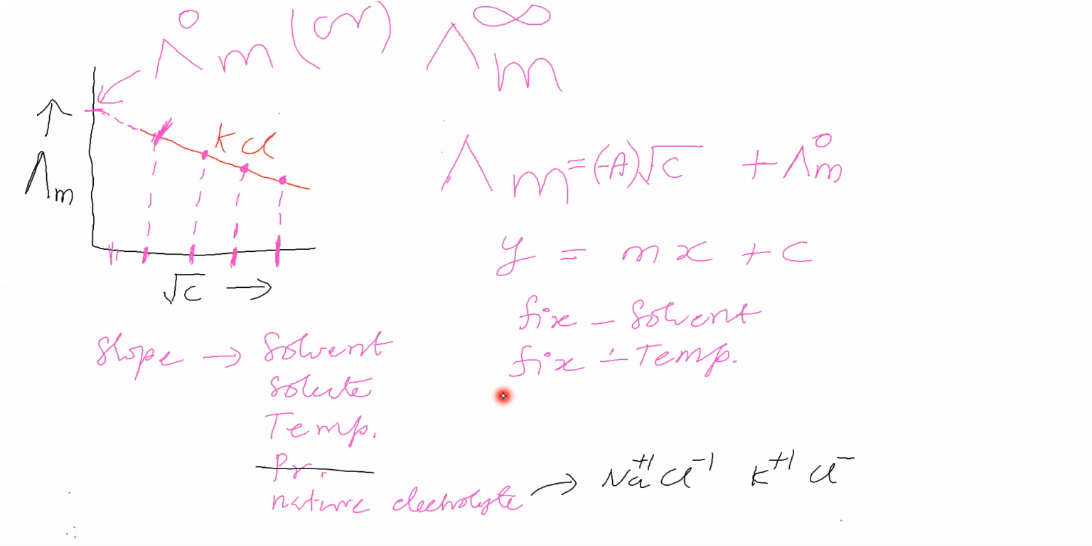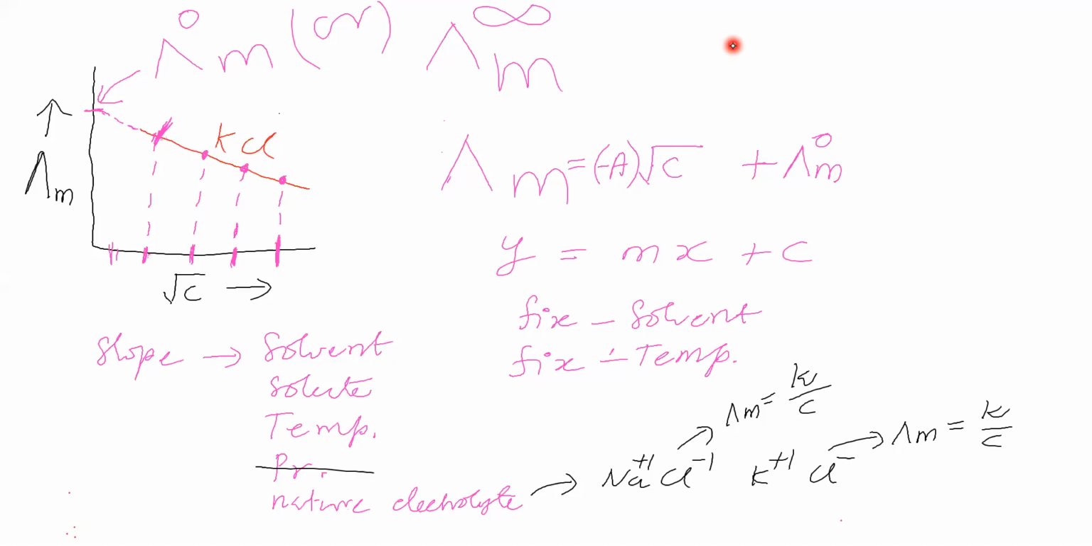Now, lambda m is equal to kappa by c, where concentration you can take in terms of molarity. For this also, lambda m is equal to kappa by c. Now, we discussed one point: here kappa is different, because the size of solvated ions is different. That point we have seen.